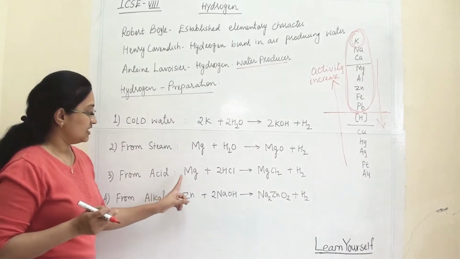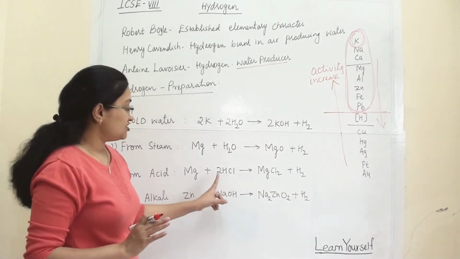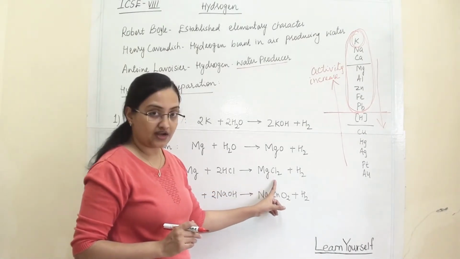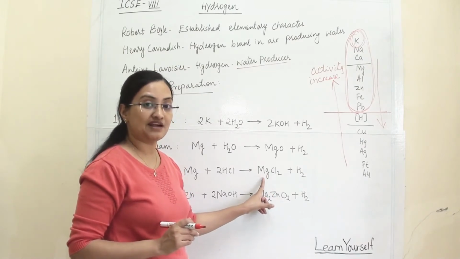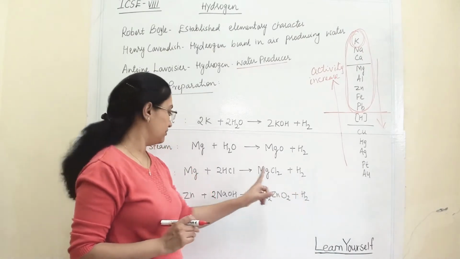From acid. Now, magnesium can react with acid. When magnesium reacts with acid, it gives us magnesium chloride. This is a salt of the metal. So you can say a metallic salt will be produced and hydrogen gas will evolve.